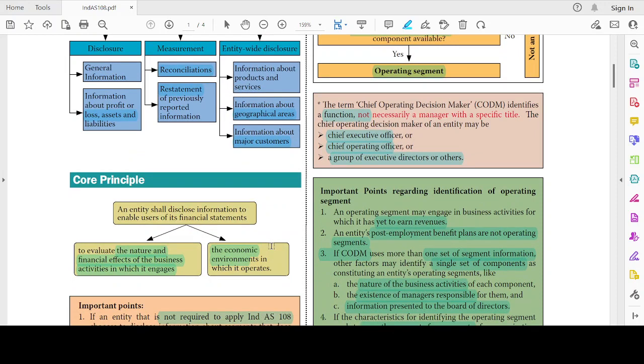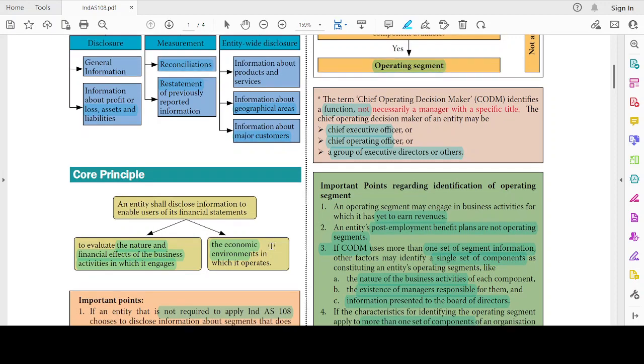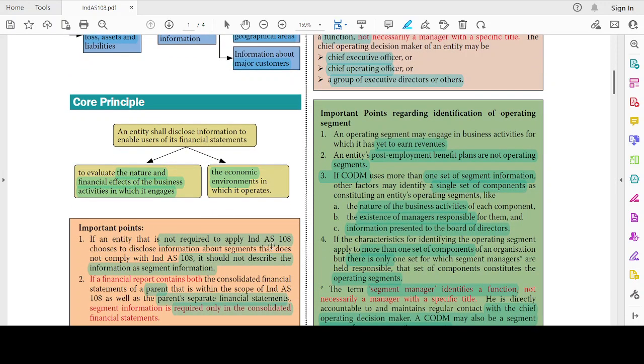One is that an operating segment may engage in business activity which is yet to earn revenue, but there is revenue potential. For example, it could be a new business for which currently there is no revenue, but there is potential of earning revenue. The entity's post-employment benefit plans are not operating segments. For example, if a trust is created for post-employment benefits, then such a trust will not be an operating segment.